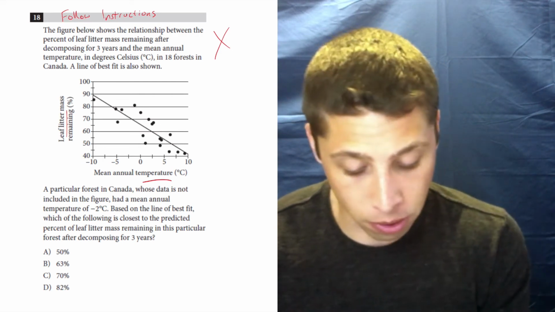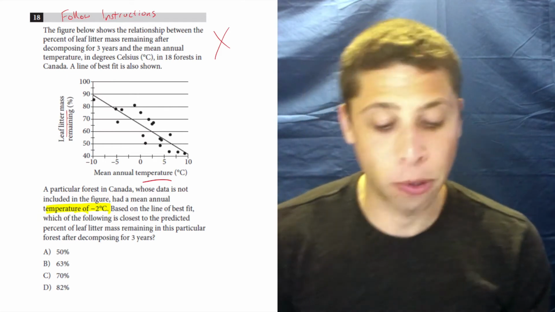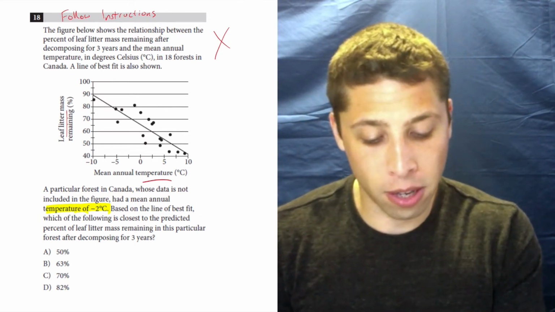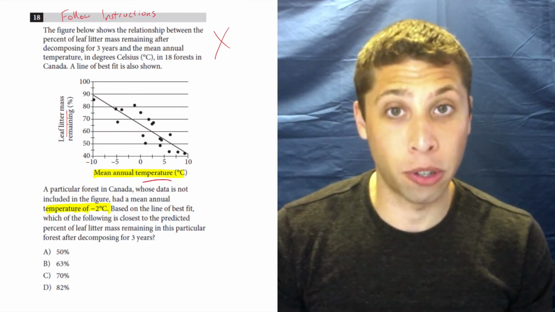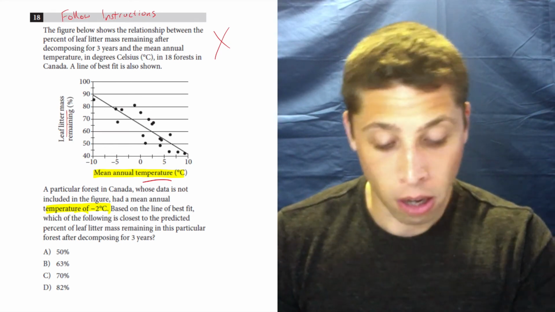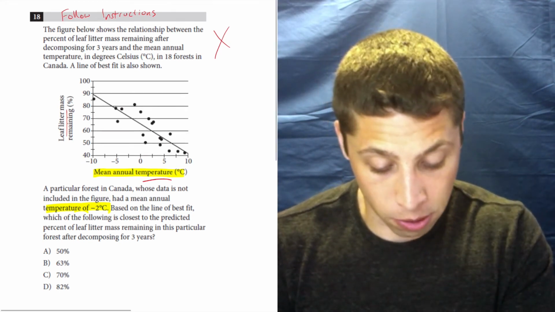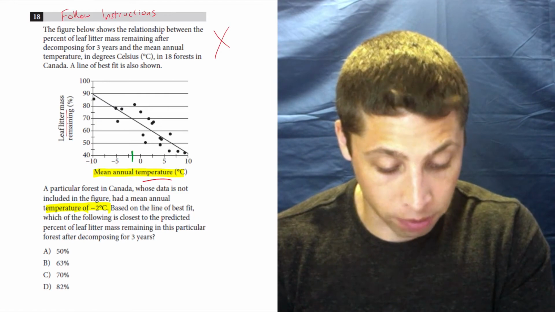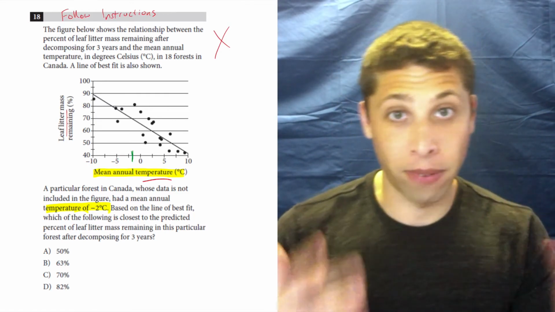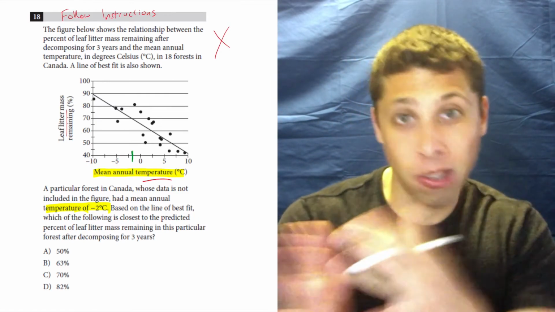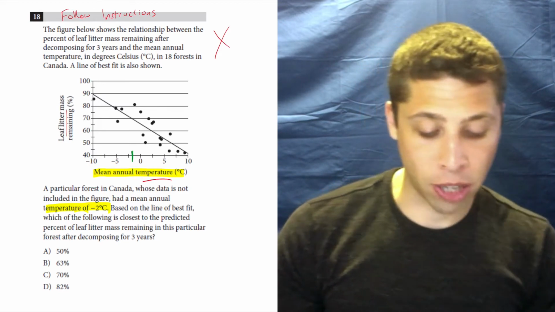That seems important, right? So a temperature of -2 is going to be somewhere, since this says mean annual temperature, we're looking for that spot on the axis. So here would be -2, somewhere there, right? Because between 0 and -5 is -2.5, so it's a little less than that, so that seems to match up.